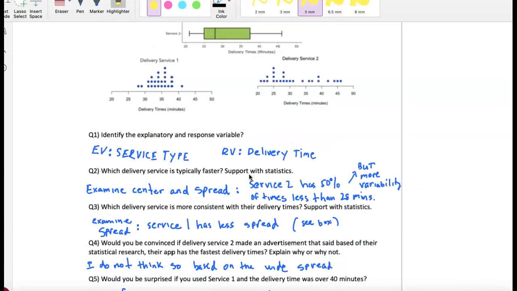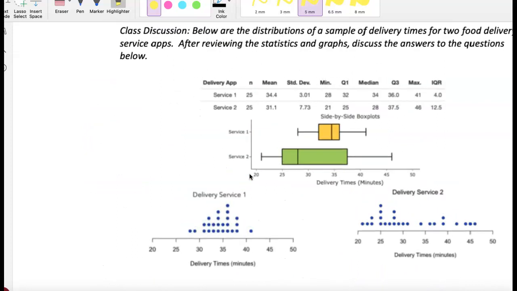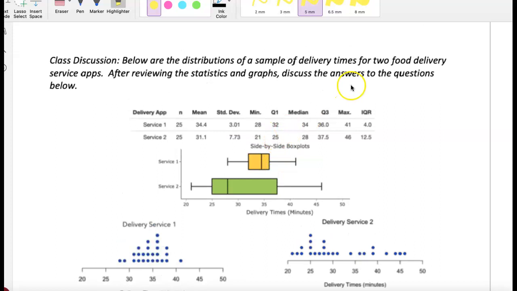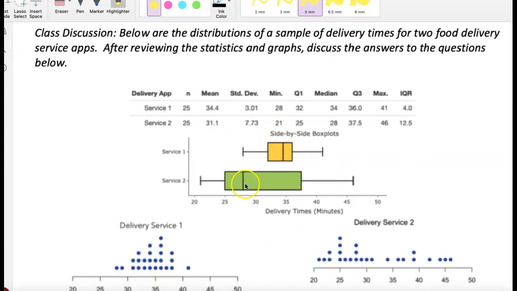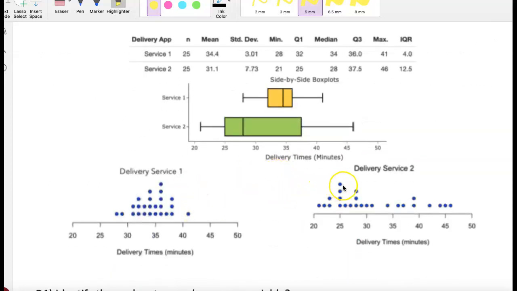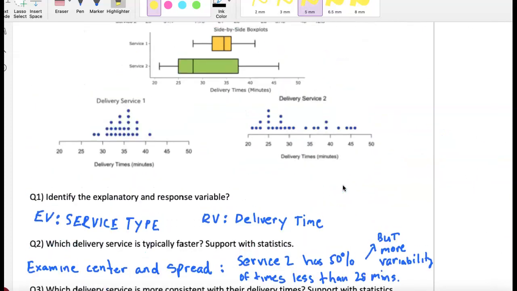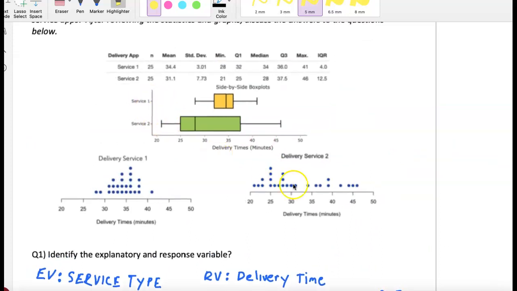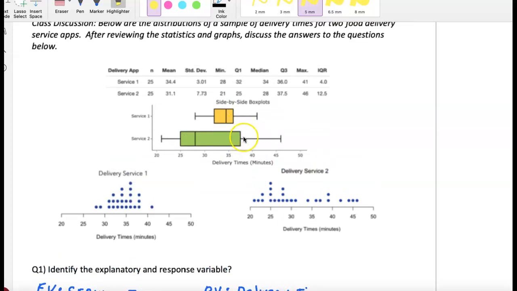We end this section. I'll post this so you can read some of my stuff here. But you have a comparison between two service delivery food companies, and you can see that you have descriptive data, you have the box plots, you have dot plots, and then there are of course questions. Well, what is the explanatory? What are we doing while we're comparing? Explanatory variable would be the two service types. Delivery time is your response variable, because that's what we're comparing.